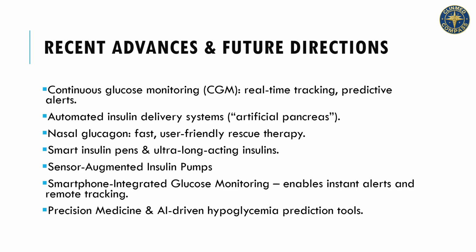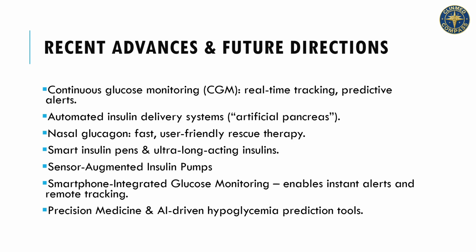Significant progress has been made in monitoring and management of hypoglycemia. One is continuous glucose monitoring. This provides real-time data and predictive alerts to prevent severe episodes of hypoglycemia. Then we have the automated insulin delivery system, often called the artificial pancreas. This helps to adjust insulin dosing dynamically. Then we have the nasal glucagon formulations. These are available and they are fast and user-friendly.